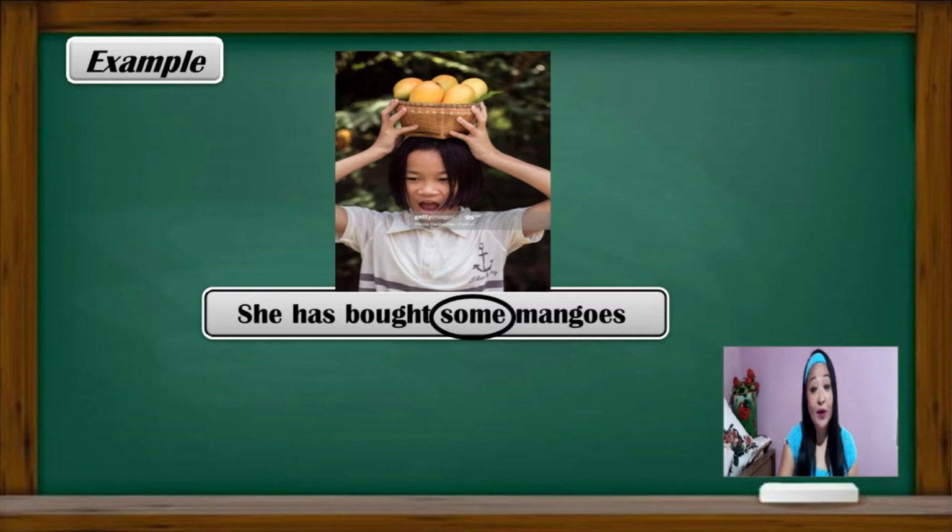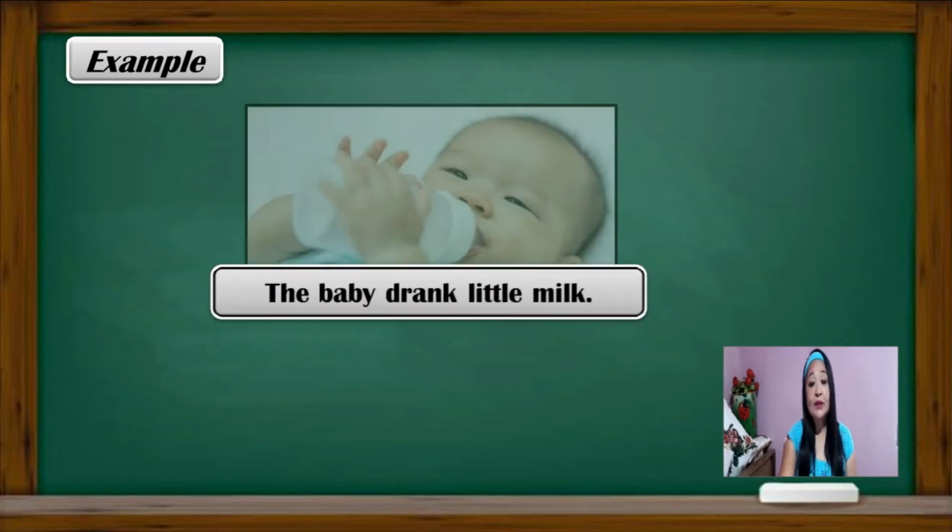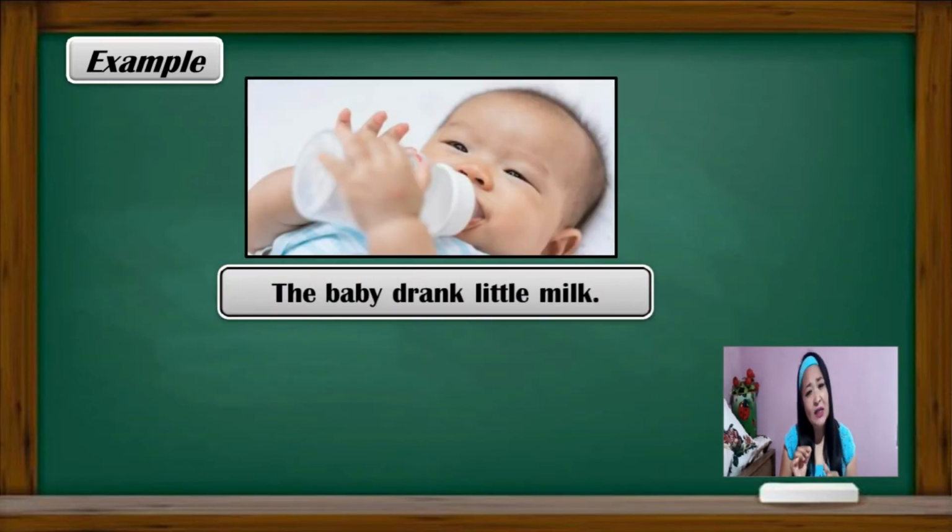Okay. One more example. The baby drank little milk. When I say the baby drank little milk, now in this sentence, the word little is an adjective. Okay? Why? It tells us how much milk the baby drank. The baby drank little milk. So the word little describes the milk, how much milk the baby drank. Understood? So the word little is a quantitative adjective.